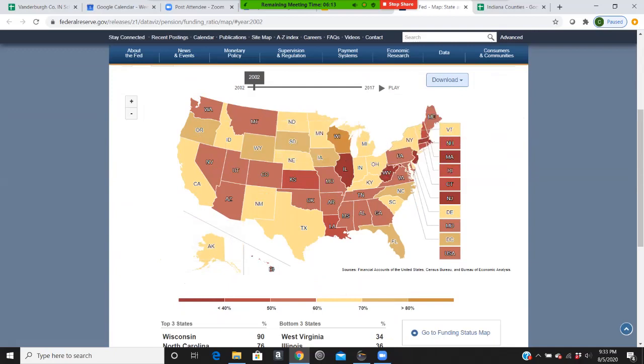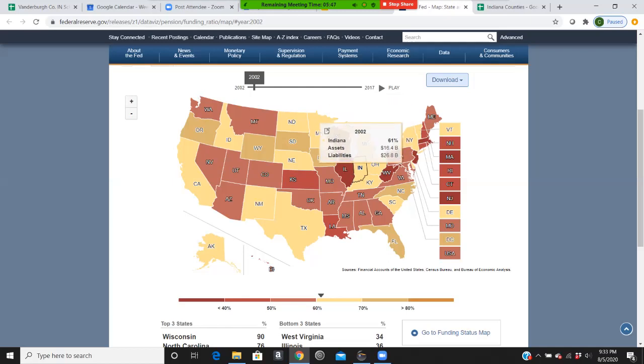So we start in 2002, and this only goes up to 2017, but it will give you a good illustration of how variable, how inconsistent it might be. Since you're an Indiana employee, I'm going to focus on Indiana. I'm going to hit play, and it's going to take us from 2002 to 2017. I just want you to watch how it changes over the years.